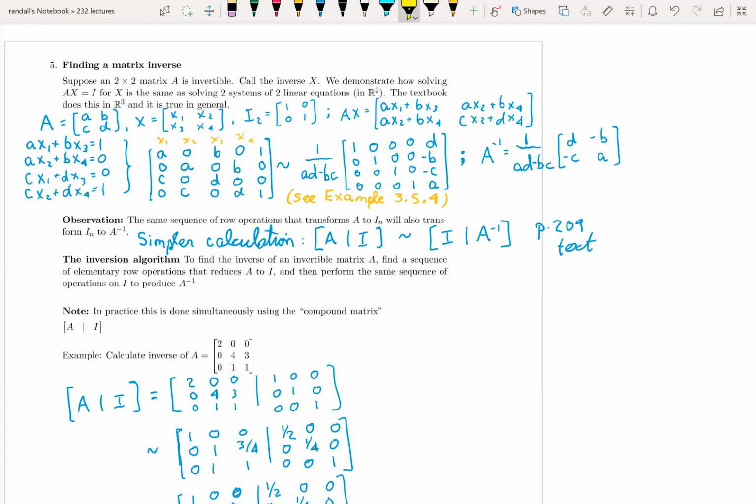Okay, so let's start with a matrix A. Let's just look at a 2x2 case. We're looking for an inverse. Let's call the inverse this unknown matrix X. What property of X do we wish it to have? Well, we wish the product AX to be the identity. I'm going to show you one way to determine the inverse of A by looking at this matrix equation I just wrote down here.